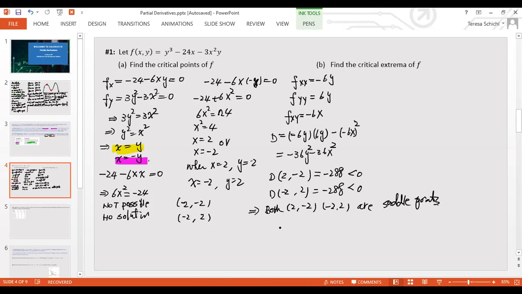Right? So we know there are no local extrema. All right. Okay, so now let's take a look here.